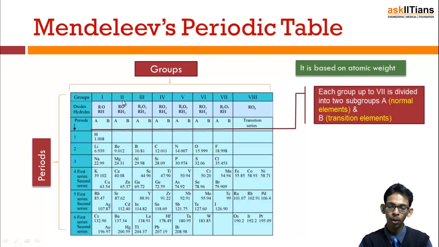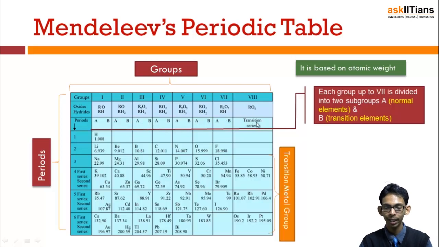So each group from 1 to 7 is divided into 2 subgroups, while group 8 contains 9 elements and is known as the transition metal group. So this was how Mendeleev's periodic table actually looked.